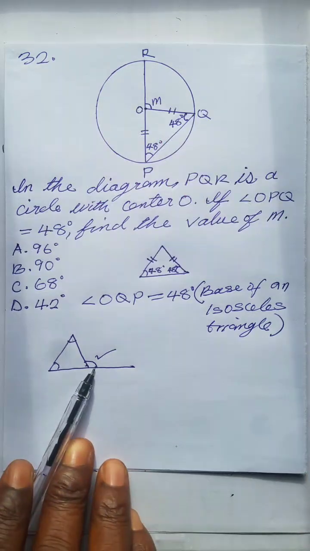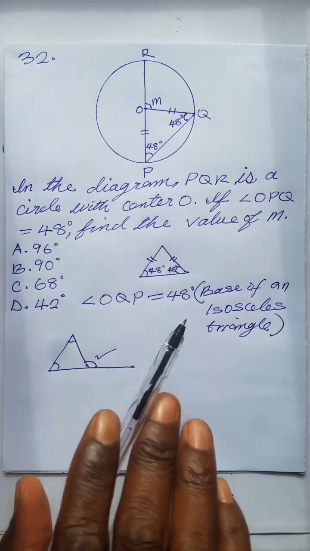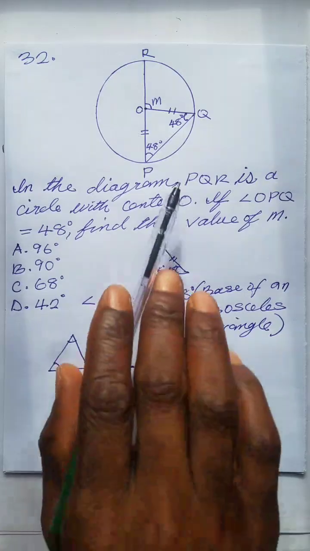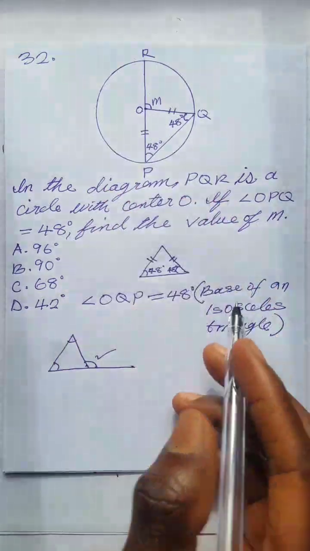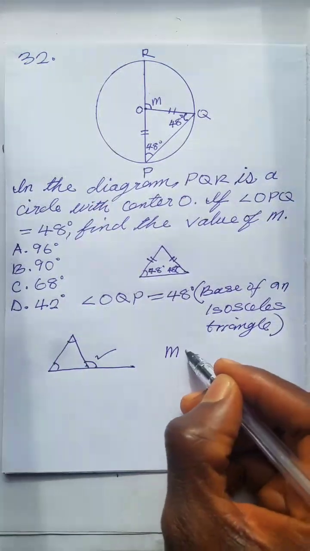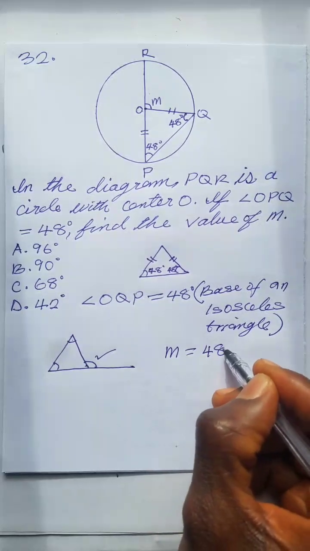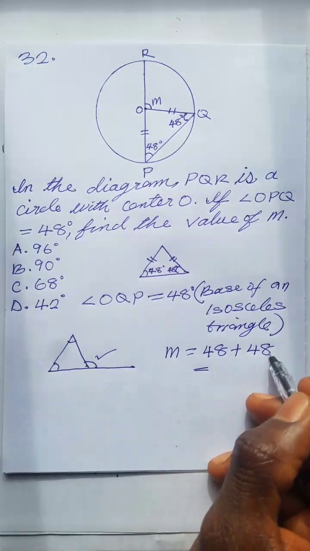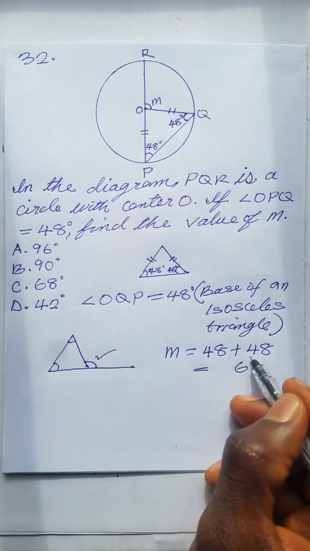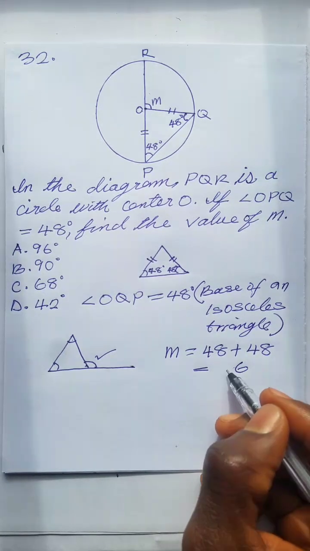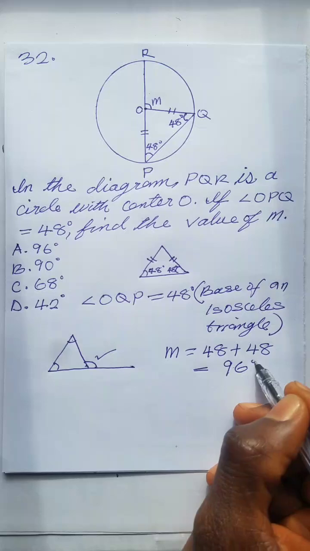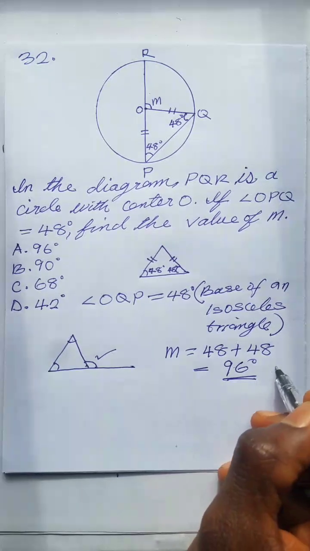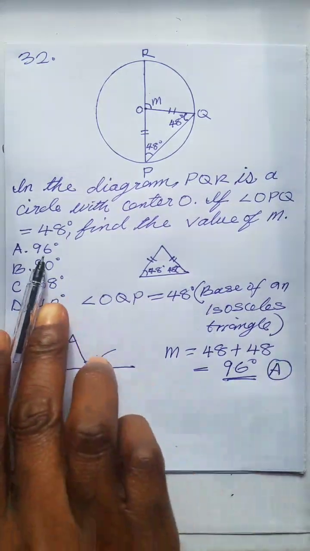So at this point, I don't need to walk further. All I need to do is state that rule and then add this up and then say that my M is equal to 48 plus 48, and that is equal to what? 8 plus 8 is 16, carry 1. That's 4 plus 4, 8 plus that one, 9. So that is our answer, and that is A.